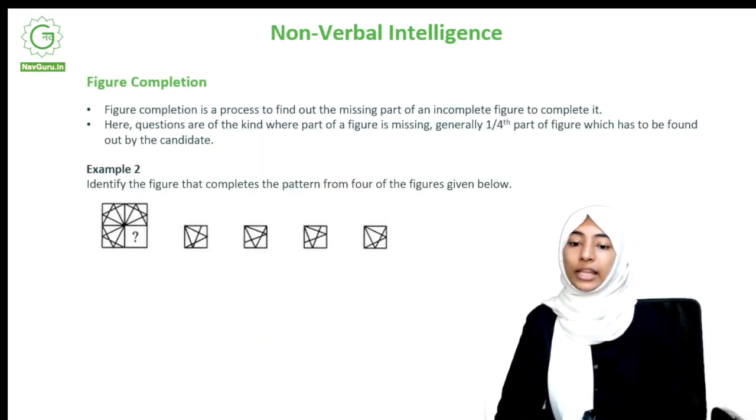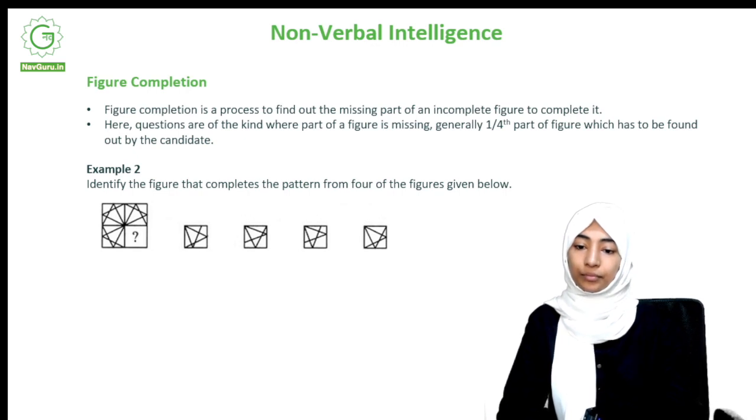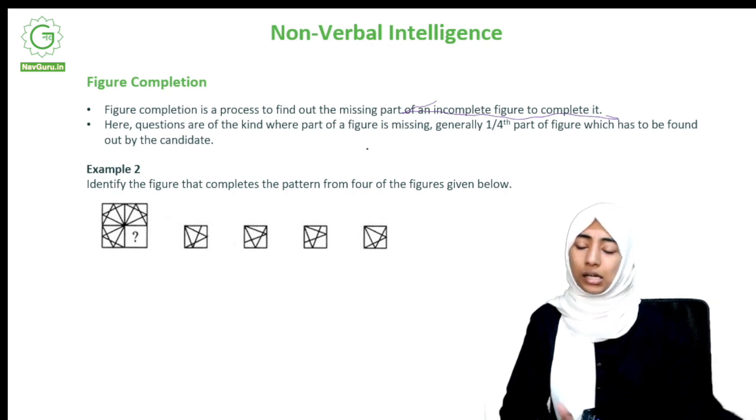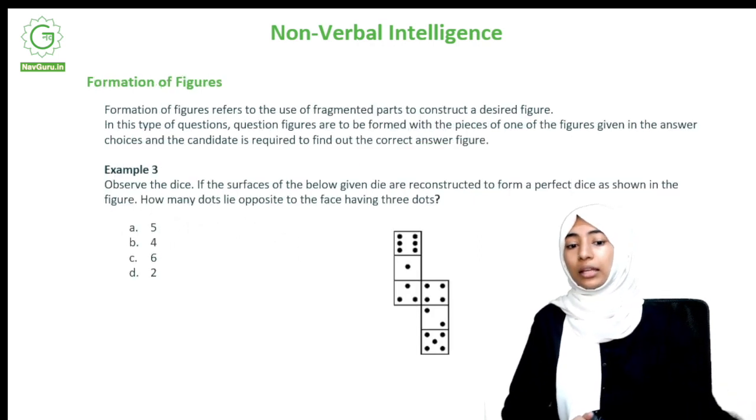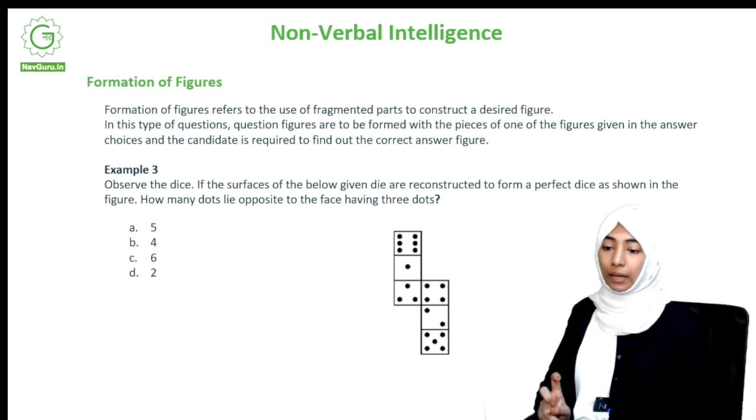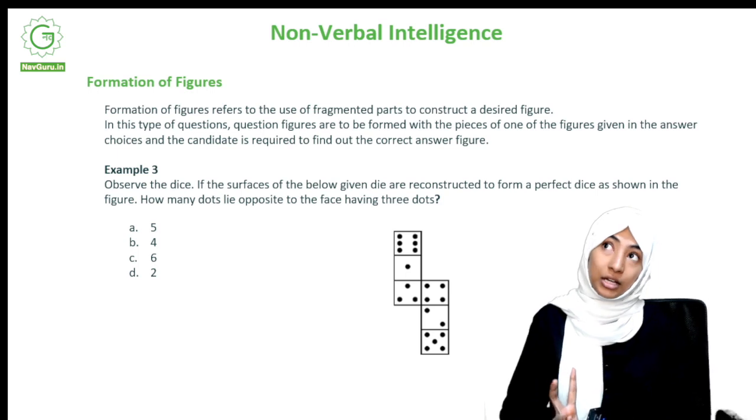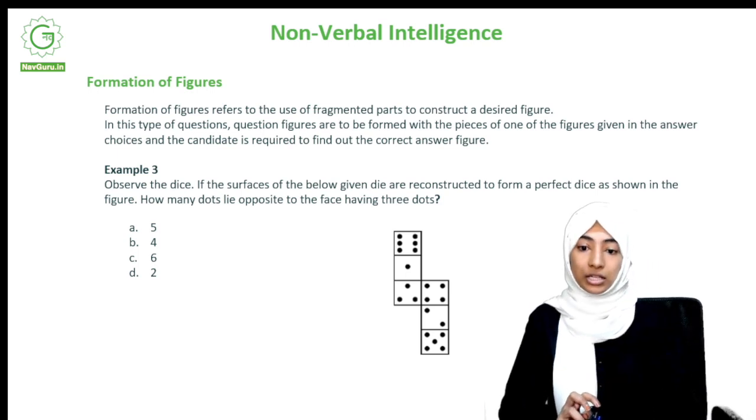Then we learned about figure completion. What did we learn about it? Basically, you try to find out the missing part of an incomplete figure, and we also discussed questions on figure completion. Under figures we had mainly 4 things: figure completion, formation of figures, embedded figures, and also counting of figures. And then we did formation of figures. Basically, how do you form figures?